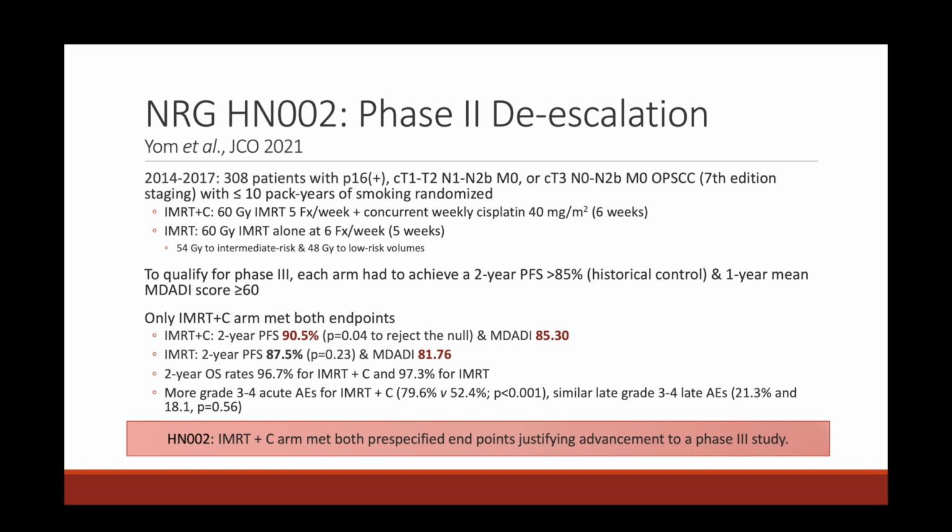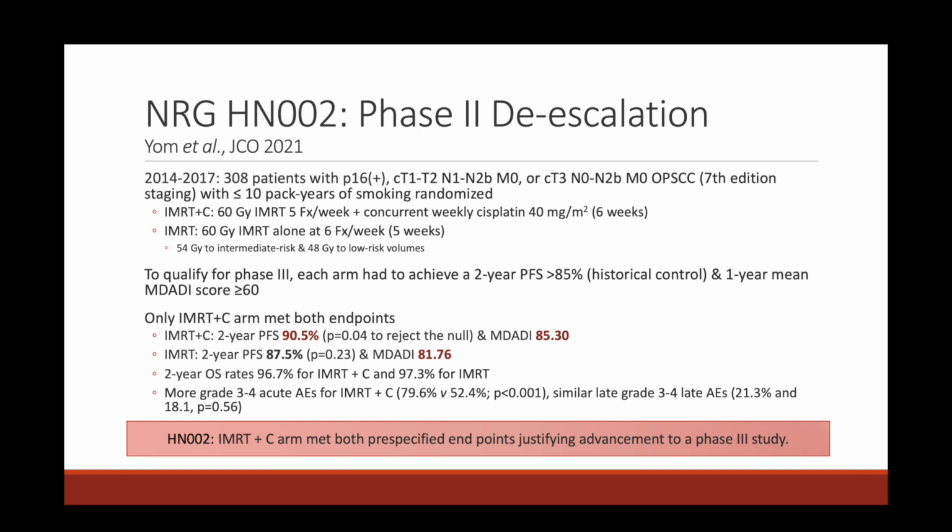Can we de-escalate the radiation dose? There was a phase 2 trial, NRG HN002, that showed some promise. Now, this trial enrolled patients with oropharyngeal squamous cell cancer and 10 pack years of smoking or less, and they randomized them to either IMRT plus cisplatin or IMRT alone. And the radiation that they gave for both arms was a decreased dose compared to our standard radiation, which is 70 gray. Both arms got 60 gray of IMRT.